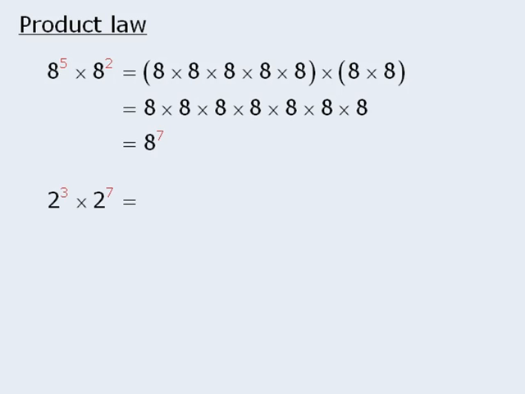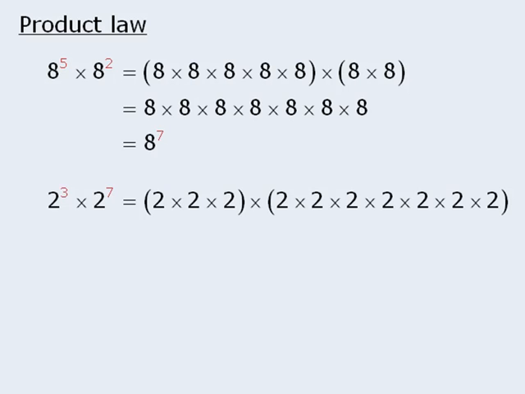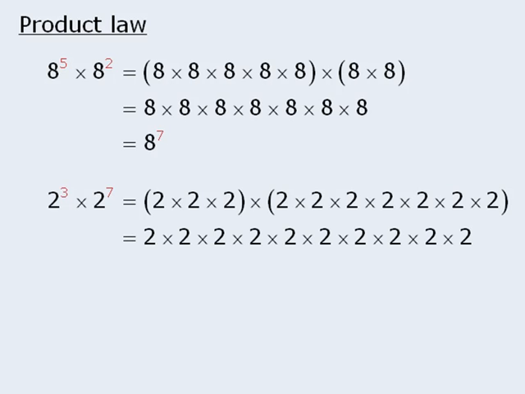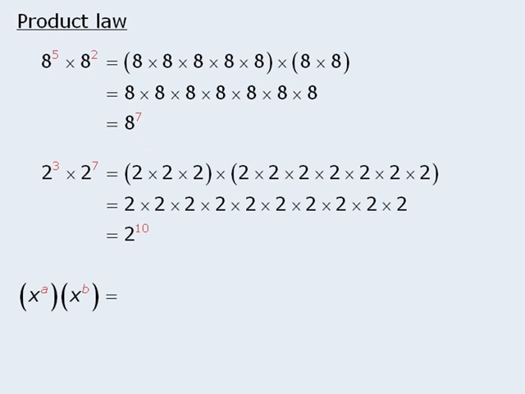This time we can rewrite 2 to the power of 3 as follows, and then rewrite 2 to the power of 7 as follows. When we combine both parts here, we get the product of 10 2's, which we can now rewrite as 2 to the power of 10. So 2 to the power of 3 times 2 to the power of 7 is equal to 2 to the power of 10. We can generalize these results as follows.